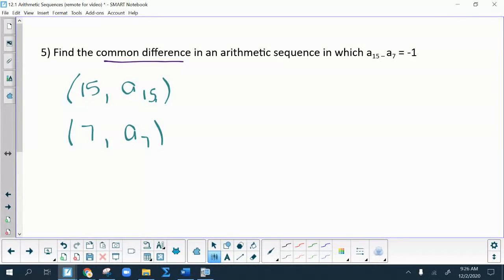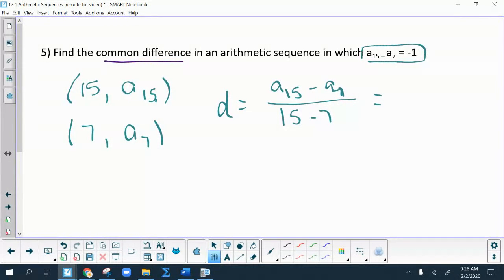But I do know, if I wanted to find the common difference, then what I would do would be a sub 15 minus the 7th term, so the 15th minus the 7th over 15 minus 7. And hey, look at that. I know that a sub 15 minus a sub 7 is equal to negative 1. So I'm going to put that in the numerator, and then 15 minus 7 is 8. So I get negative 1/8 as our common difference.